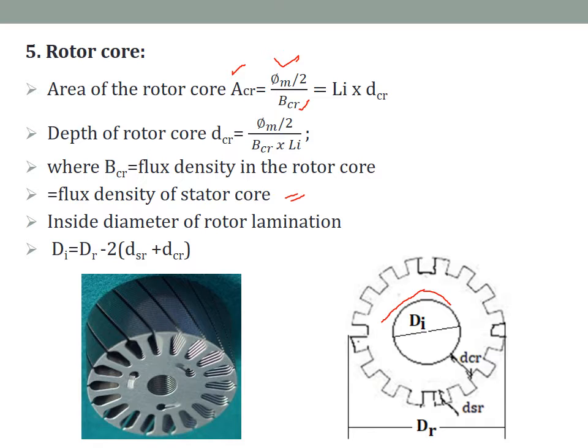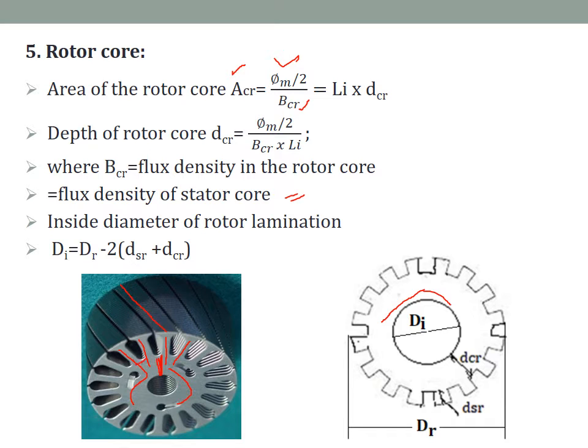So substitute here, this we already know, and find out ACR. At the same time, the area of the rotor core is equal to net iron length into DCR. See, flux will flow like this. Now here flux divides, it is pi m by 2. From here to here, this is the DCR. This DCR multiplied with Li will give the area of the rotor core.